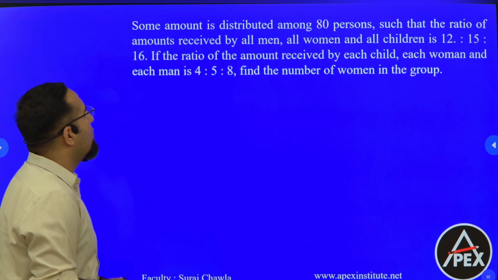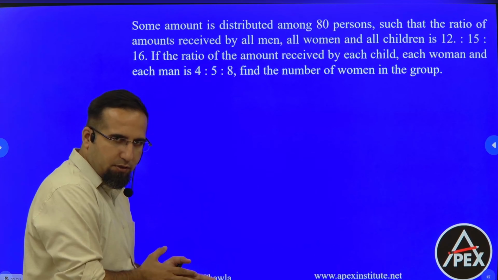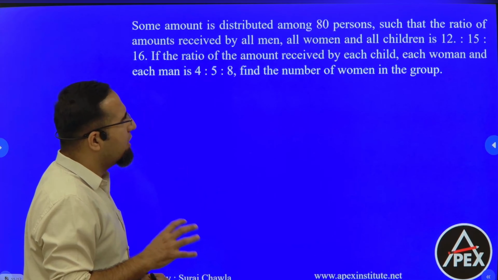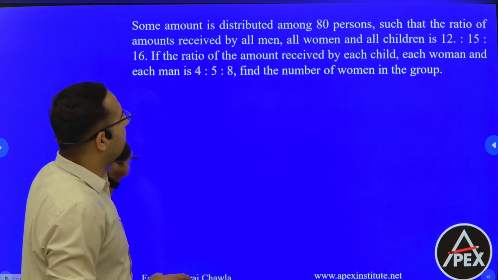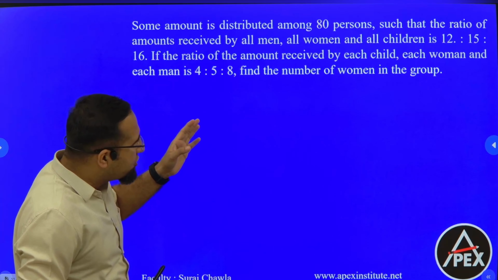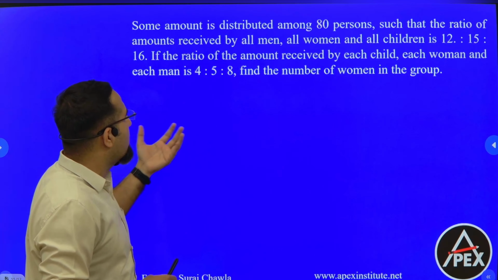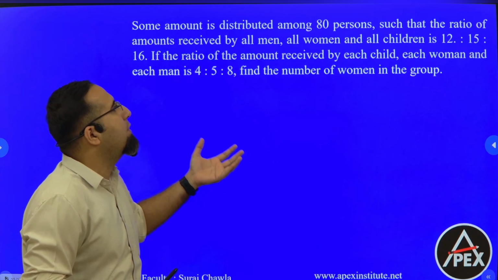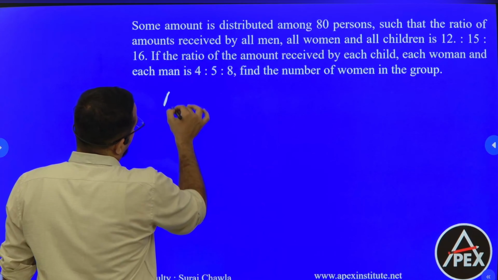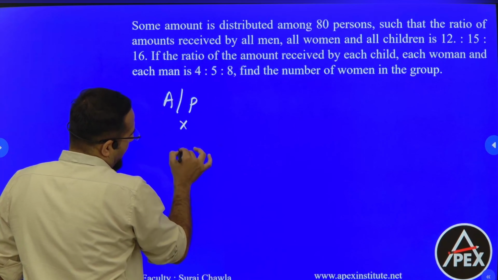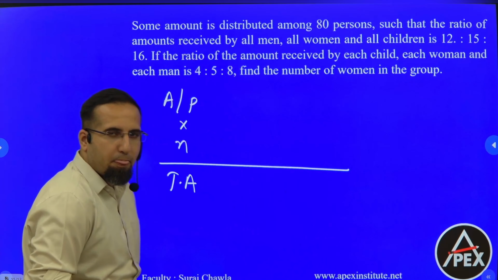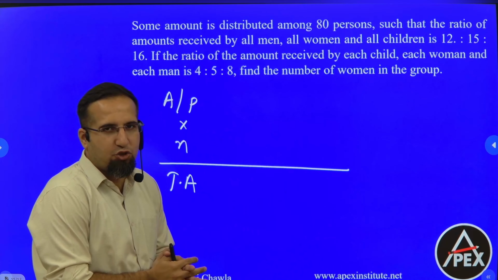Yeah, so some amount is distributed amongst 80 persons such that the ratio of amounts received by all the men, all the women and all the children is 12:15:16. Okay. If the ratio of the amount received by each child, each woman and each man is equal to 4:5:8, find the number of women in the group. Very simple again. So I have amount per person into number of persons will give me total amount. Clear? Which means again we are applying compound ratio only here.